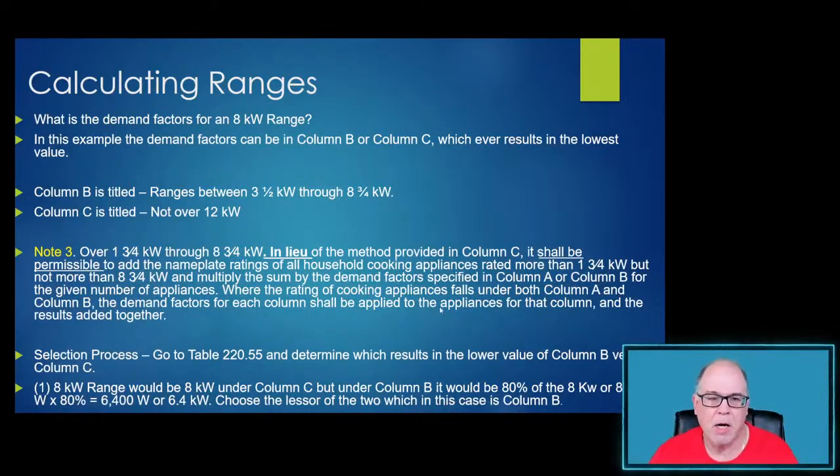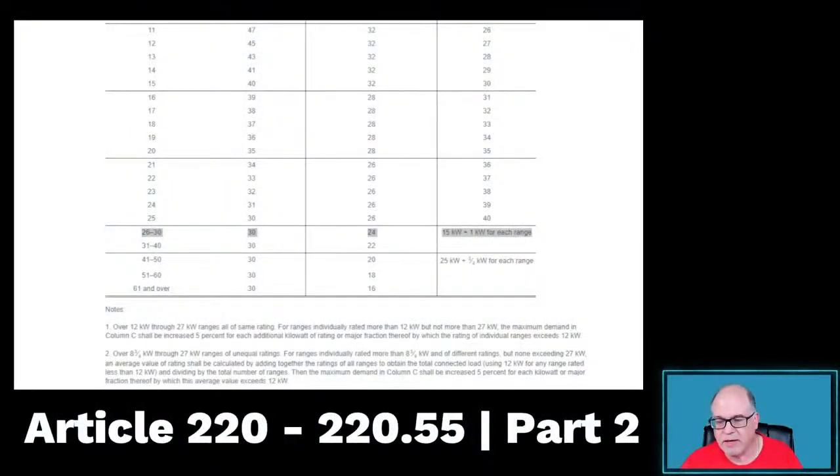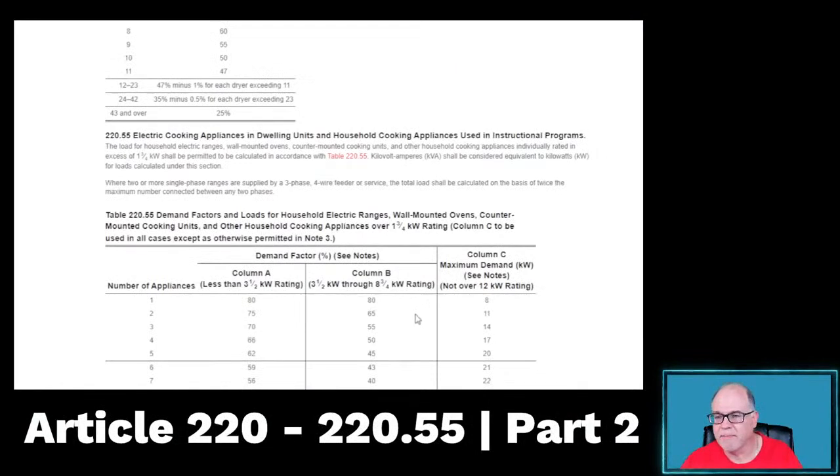So let's work it. All right, so in this case here, we're going to go to table 220.55 and determine which result is the lower value, column C versus column B. Now, one 8 kW range would be 8 kW under column C. Okay, and we can go look at that in the code. Let's go to the code real quick and see what it says. So right here, obviously one appliance is 8 kW. Obviously it's not more than 12. So we're good to go.